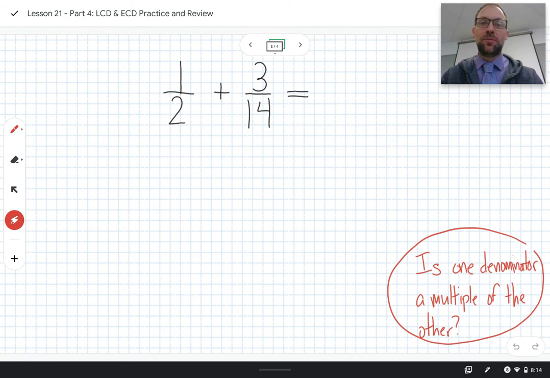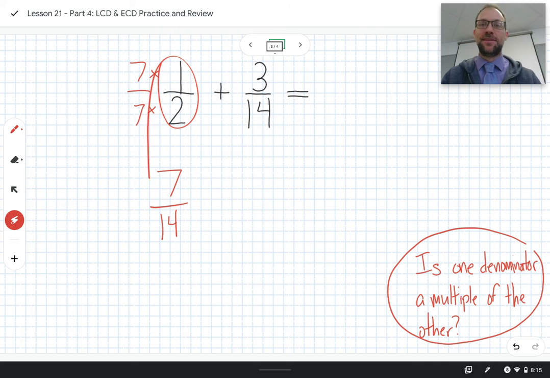In other words, we can multiply 2 times something and get 14. And what do we multiply 2 by to get to 14? That's right. 2 times 7 is 14. So let's multiply both the top and bottom numbers of this first fraction 1/2 by 7. And we'll get 7/14. That's an equivalent fraction to 1/2. Let's go ahead and copy down the rest of the problem.